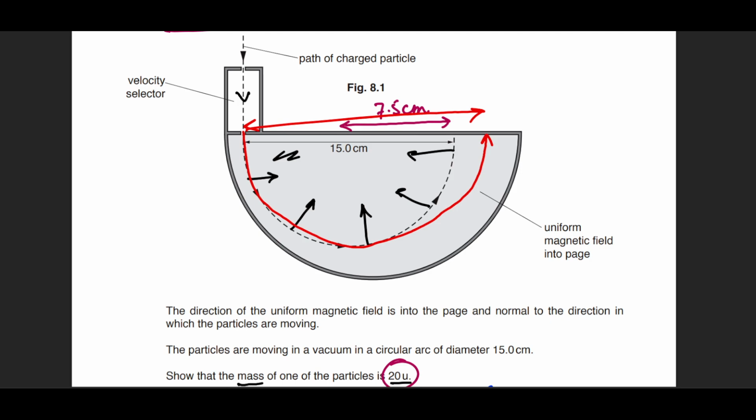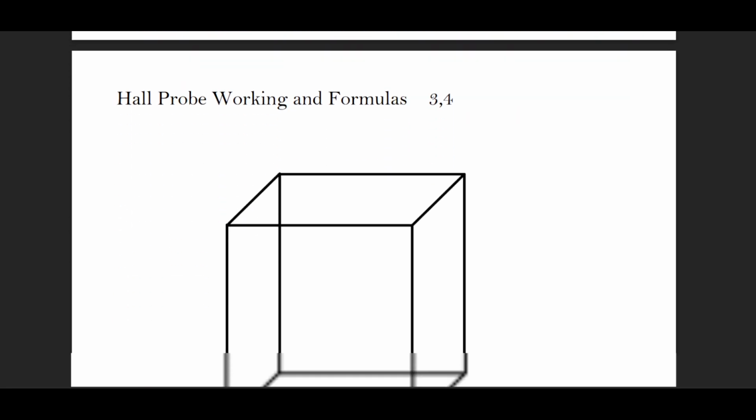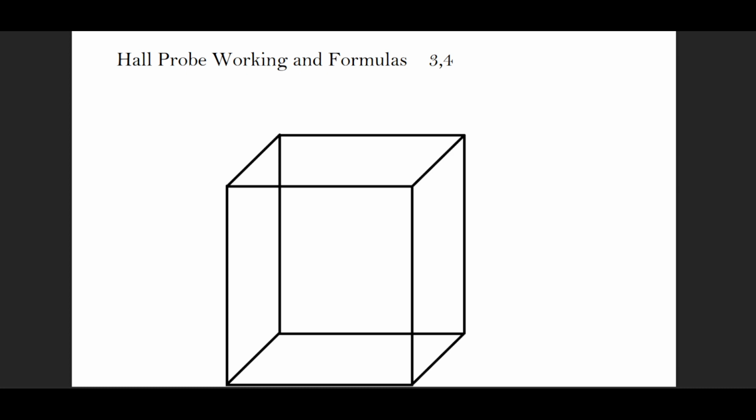Because it's heavier, it requires higher centripetal force. If the centripetal force is the same, it won't be able to make a tighter or a smaller circle. Its circle will be larger. Now we move towards the Hall probe and its working and formula.